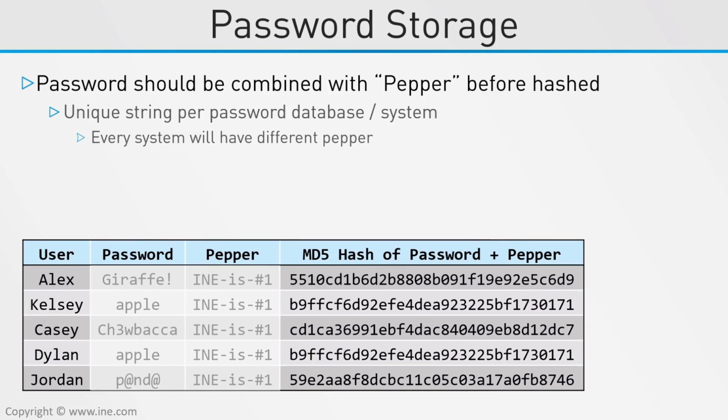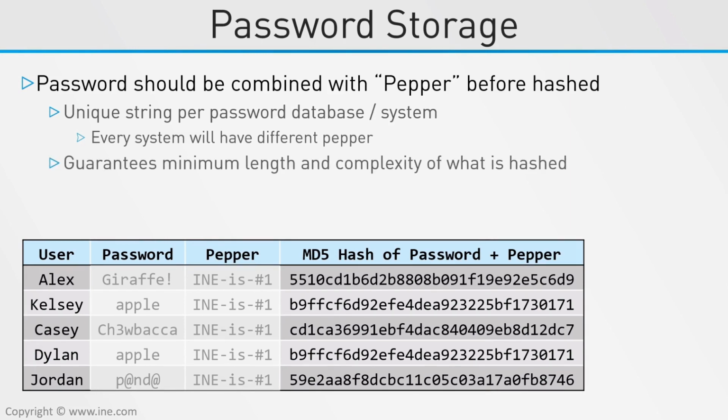Using a pepper does a few things. One of those things is that it guarantees a minimum length and complexity of what is hashed. Earlier we told you every combination of password that is 1 to 10 characters essentially exists in a lookup table somewhere. But what this does is guarantee that no matter how small or large a password a user uses, you're always combining it with a certain amount of letters. Moreover, you're combining it with some capital letters, some special characters, some numbers, some lowercase characters, so you're guaranteeing a certain complexity and certain length of everything that is being hashed.